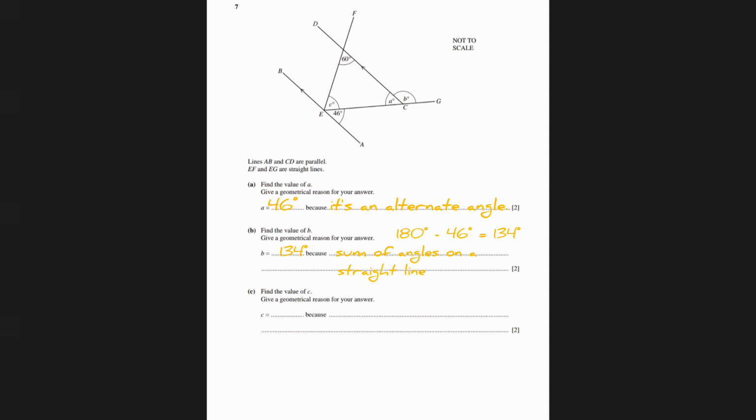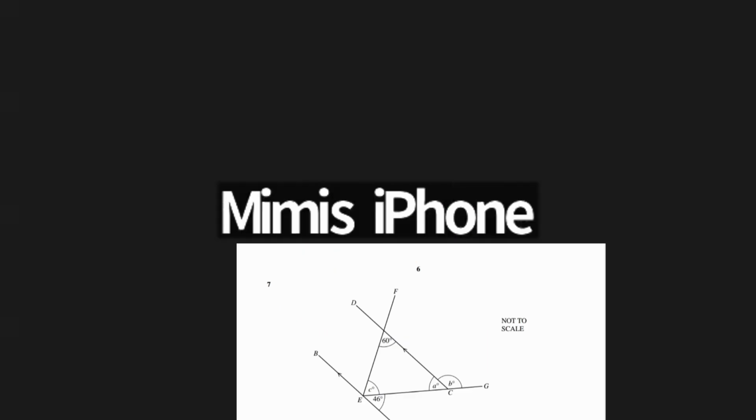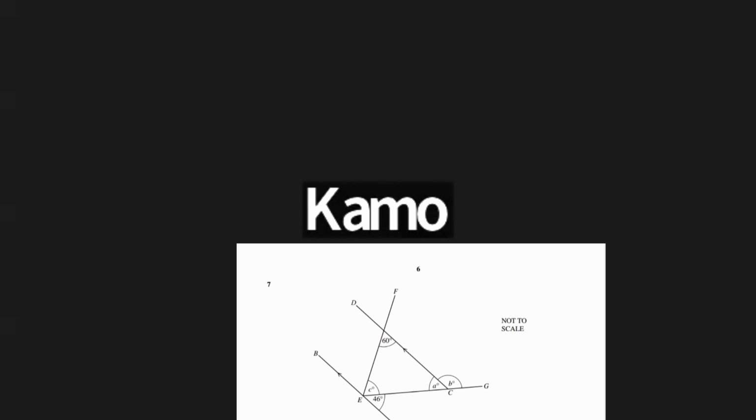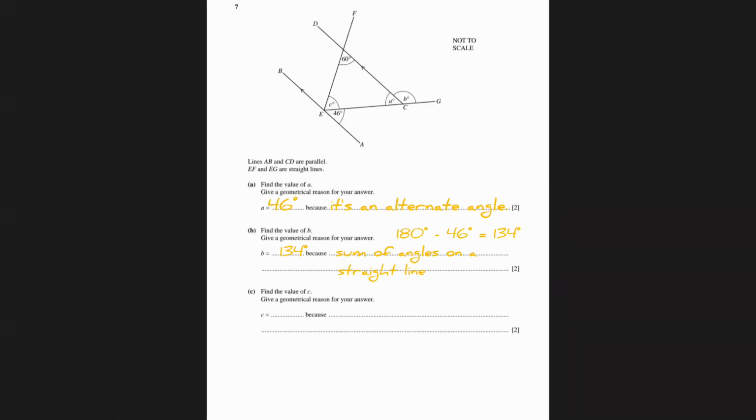Ma'am, isn't it 90 degrees? Or can we use angles in a triangle? Yes, well done. Can't you see these three angles, they form a triangle here. And already we have two angles there. So we definitely can find the third one, which is our C.